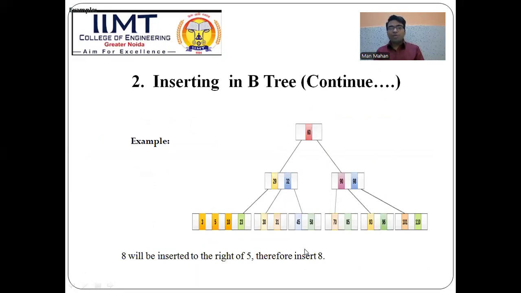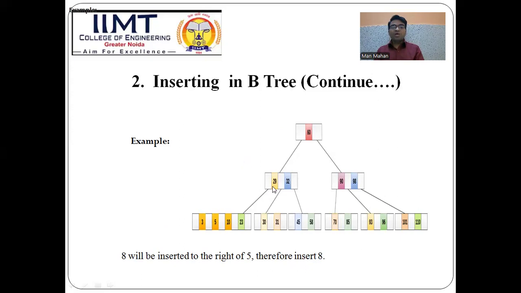Now we take a particular example of inserting values. Here the root node is 60, with a left subtree and a right subtree. First of all, we want to insert the value 8. So we move to the particular node and compare 8 with 60. 8 is less than the root node 60, so we move to the left-hand side.